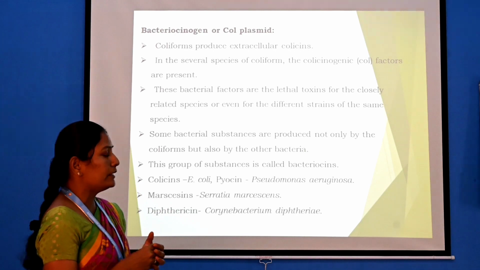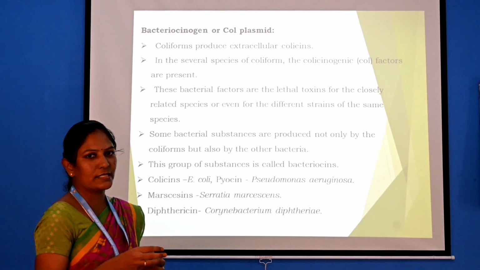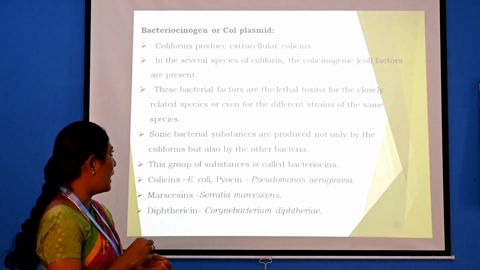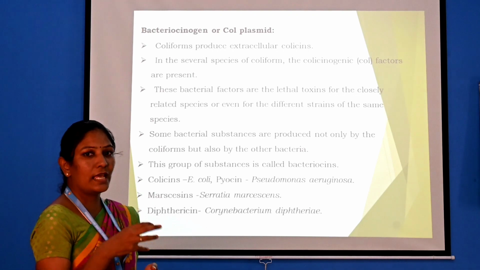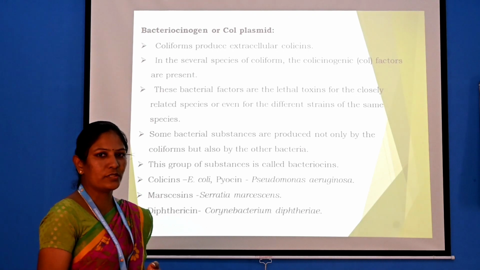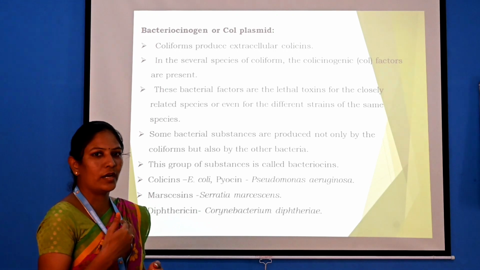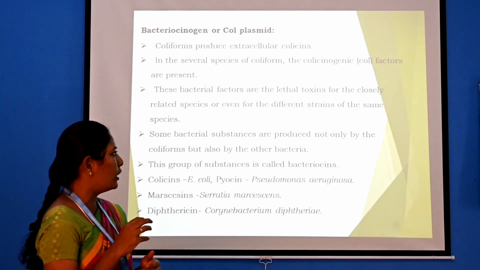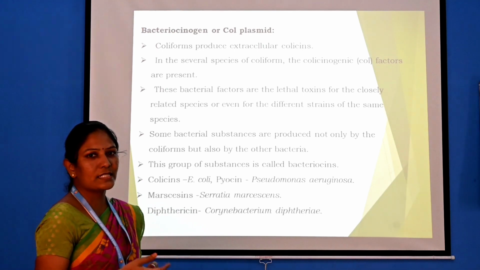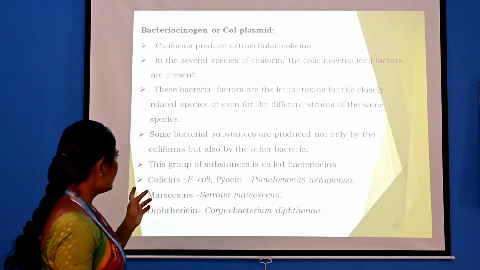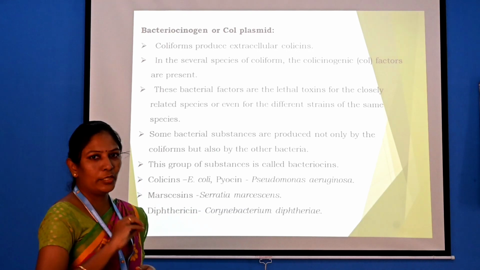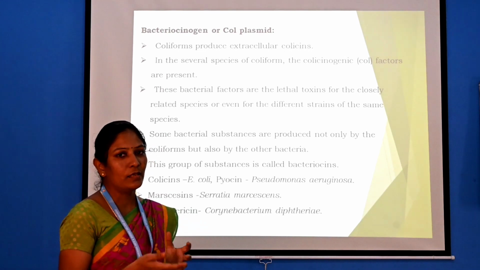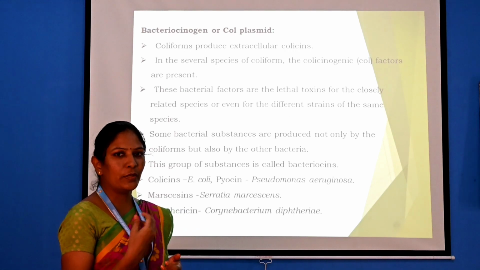These bacterial factors are lethal toxins. Toxin means the poisonous substances which will be produced by the bacterial cell, for closely related species or even for different strains of the same species. If the bacteria produce the colicin or the toxin, it will affect other species of bacteria also. Some bacterial substances are produced not only by the coliforms but also by other genera of bacteria. This group of substances is known as bacteriocins. If E. coli or coliforms produce the toxin, it is named a colicin.